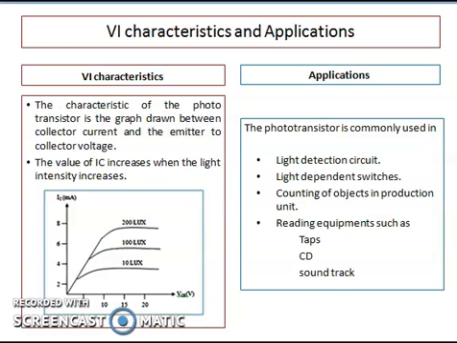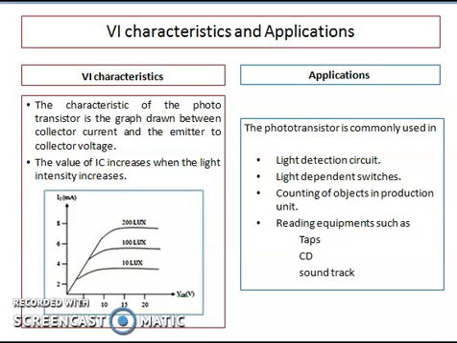Next we see the VI characteristics and applications of the phototransistor. As for the VI characteristics, the characteristic of the phototransistor is the graph drawn between the collector current and the emitter to collector voltage. The value of the collector current, IC, increases when the light intensity increases, and we can find this from the graph here.